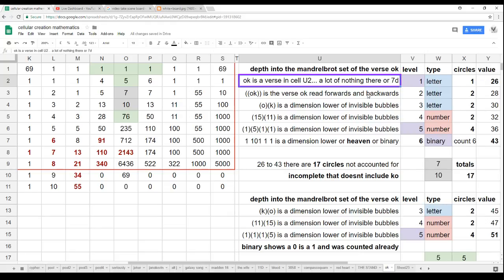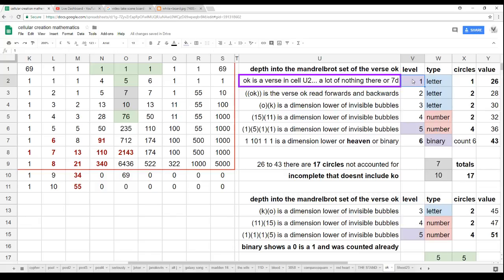There's a whole lot of nothing, which when you look at the details of the nothing, they turn out to be stuff. And then there's what's created in the obvious now. So the OK itself is the cell. It is the U2 cell. It is the level 1 of the Mandelbrot set.